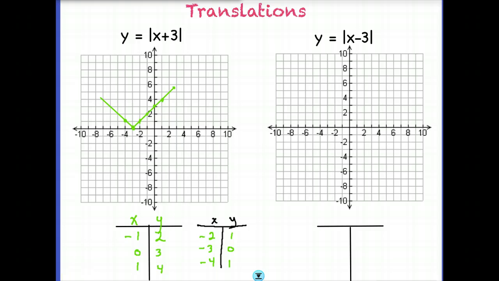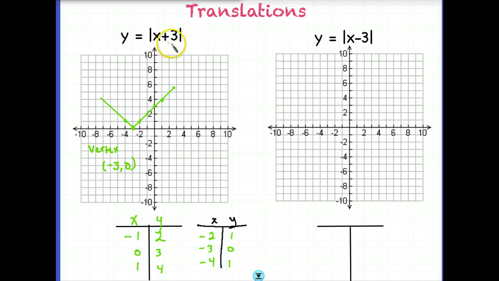So the key here is, what does this x plus 3 do? Well, look where our vertex is. Our vertex is no longer at 0, 0, but it didn't shift up or down. It actually shifted to the left. So our vertex is now at -3, 0. Our x value is -3, and we didn't shift up or down, so it's -3, 0.